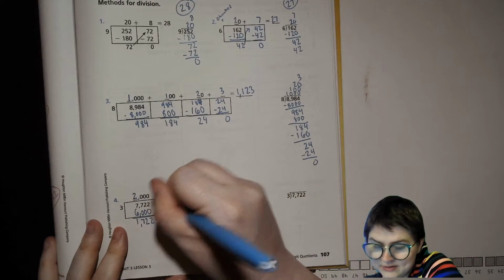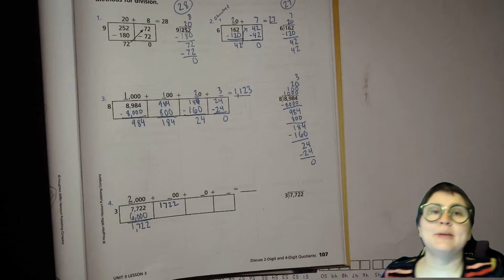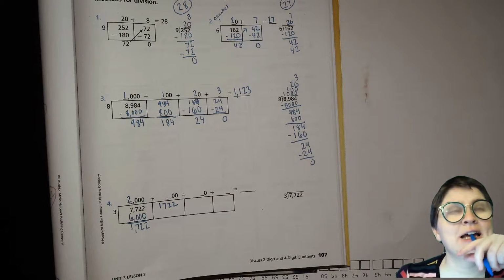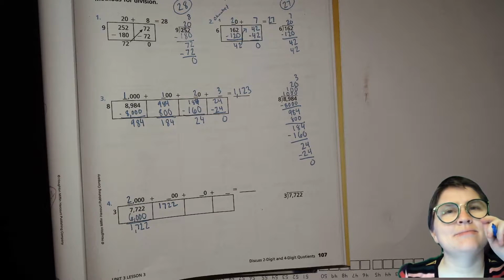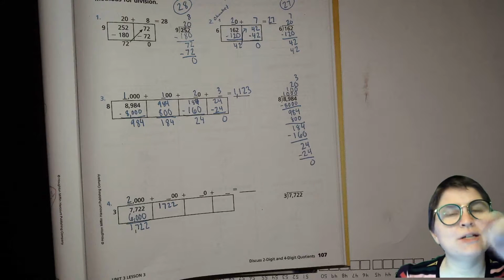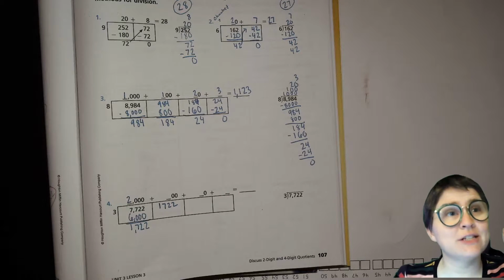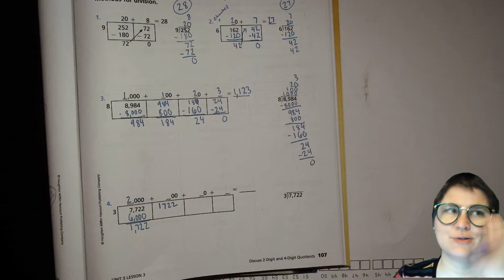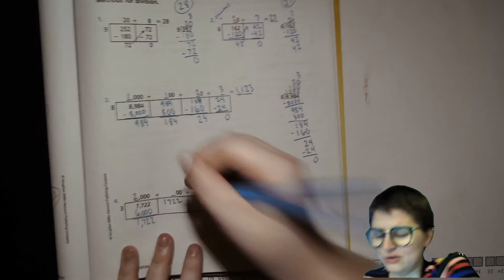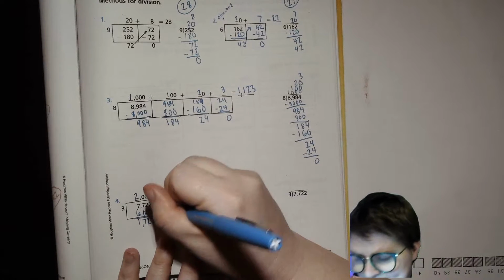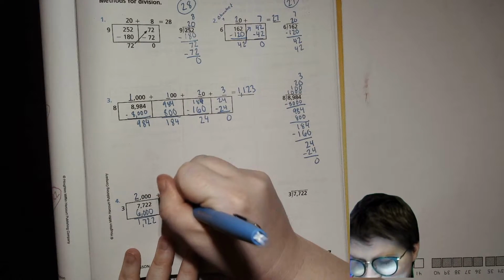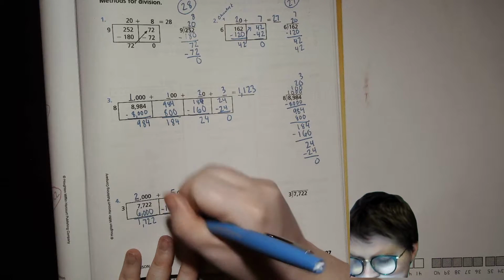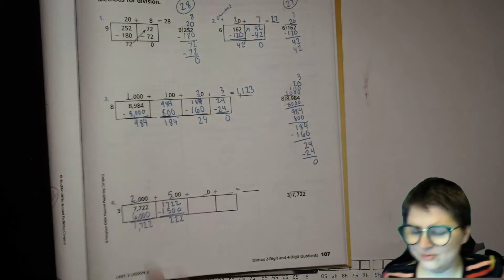1,722. Now, how many hundreds do we multiply by 3 to get close to but not over 1,700? I'm thinking maybe 5, because 3 times 5 is 15, so 3 times 500 is 1,500. If I do 4, that'll be 2,000 (1,200 rather). So let's do 500, and then it's 1,500. Find that difference. 2, 2, 2.